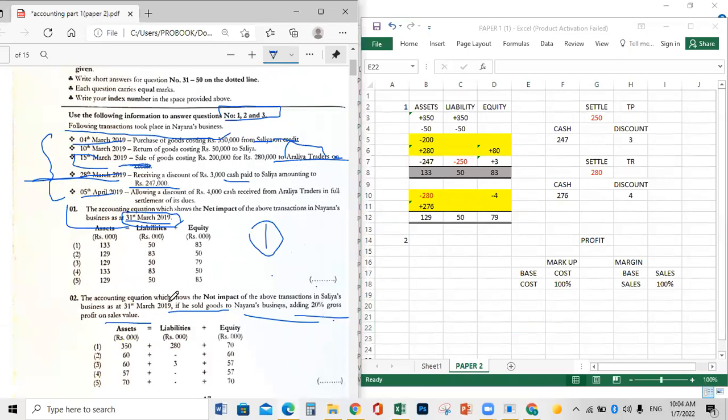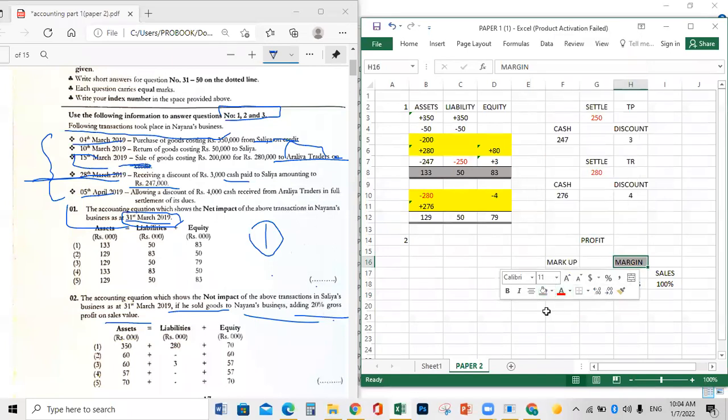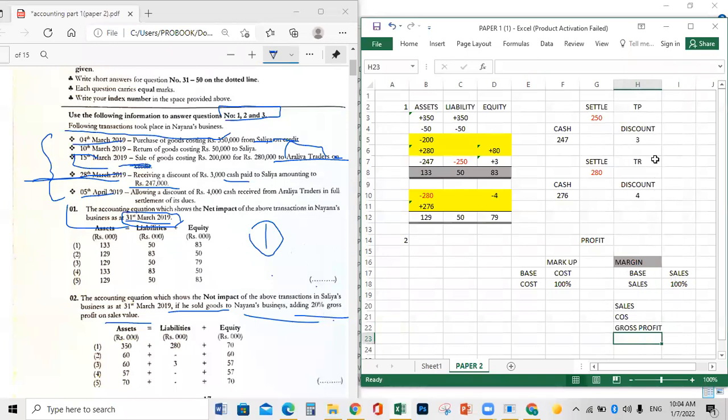On sales value, margin. They are using margin. Okay, on sales value, no, guys. So that is margin. So that means you should understand the sales is 100%. So you know, guys, sales minus cost of sales gives you the gross profit. Now you know, if it is margin, sales is 100%.